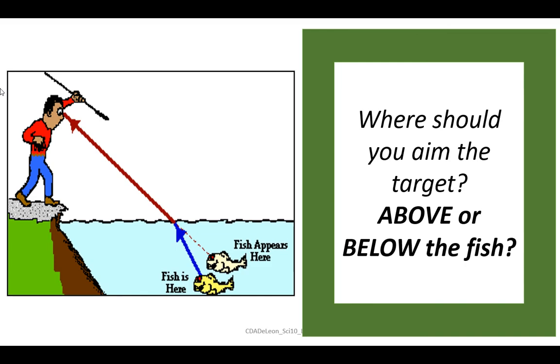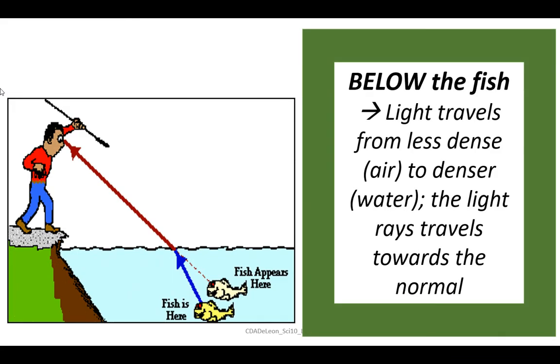The correct answer there is below the fish, because light travels from less dense, which is air, to denser, which is water. So the light rays travel towards the normal. So you need to aim below the fish.